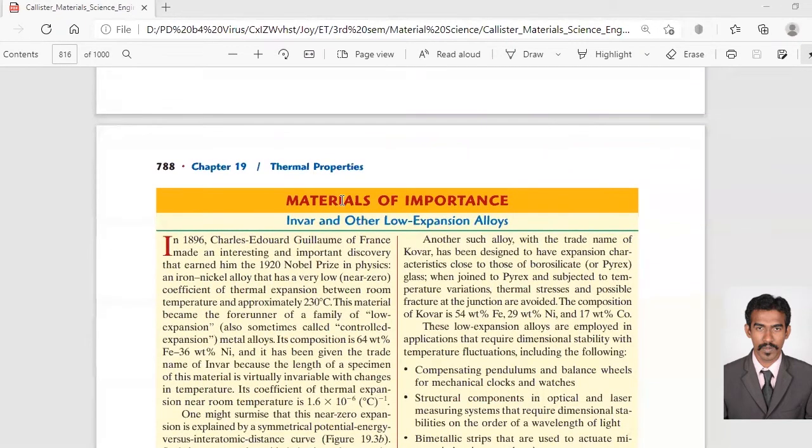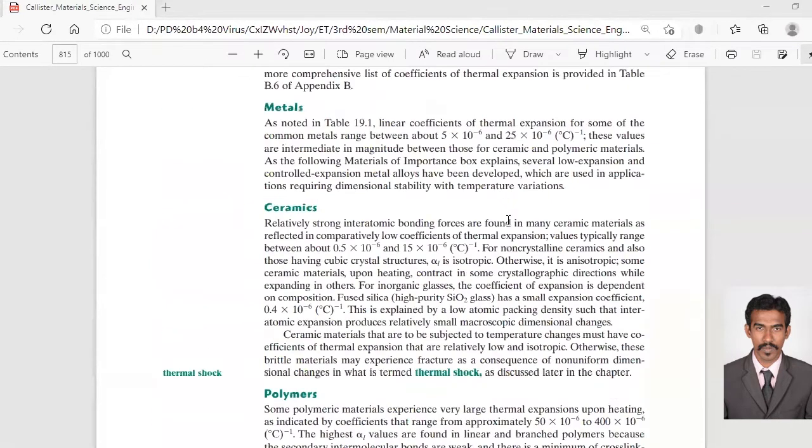Yeah, here we have a table, right? Materials of importance. Invar and other low expansion alloys. We will study that one. So why actually the table is important is because usually when we heat, material will expand. So if the material is expanding, which means the dimension is high, right? So for materials which need thermal stability, right? Thermal stability, we develop some materials, we develop kinds of alloys, right?